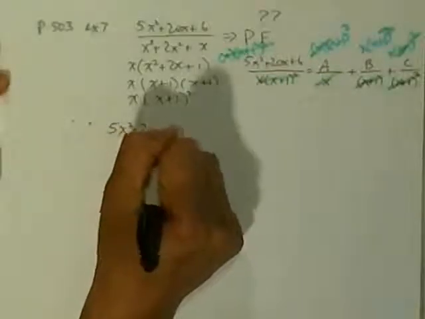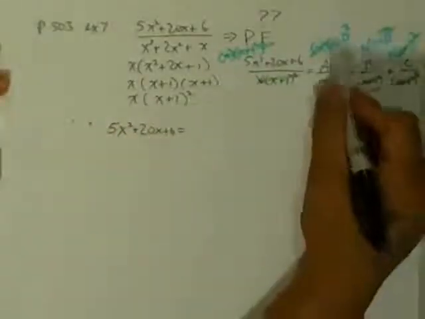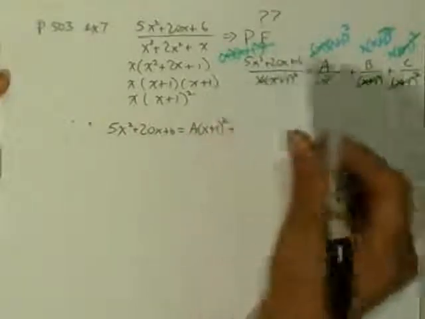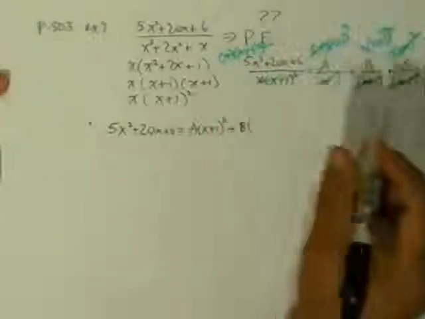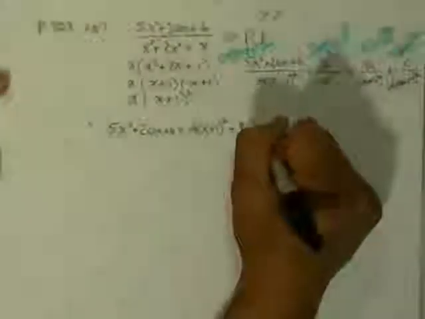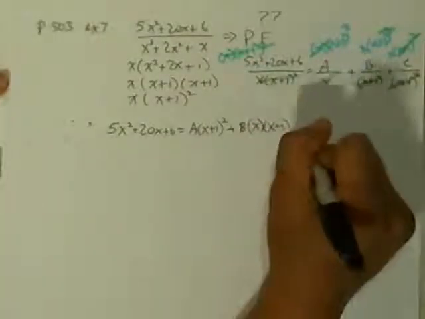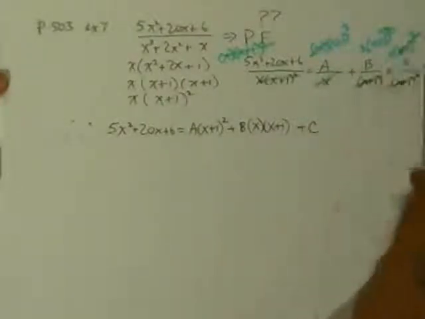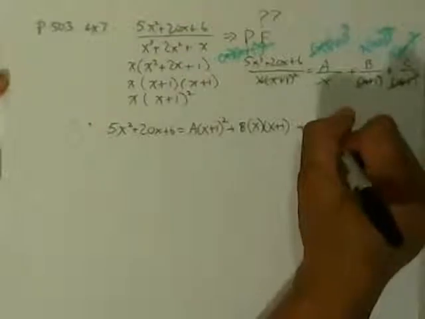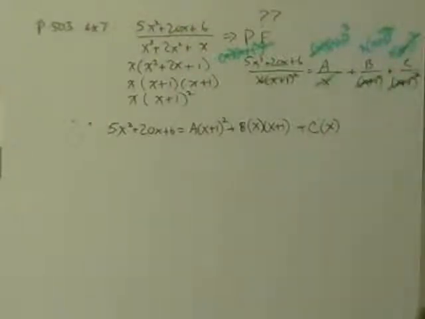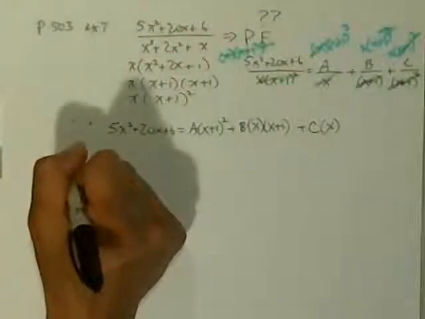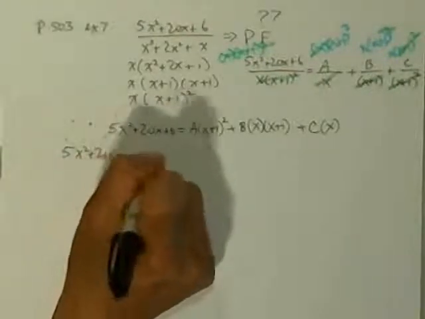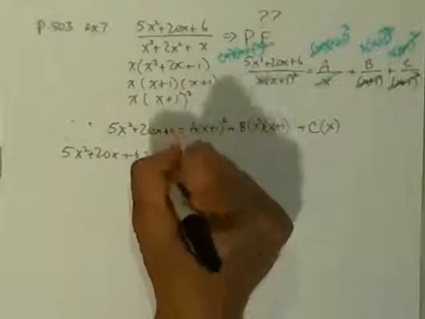plus 20x plus 6. On the right side, it's going to be a times x plus 1 squared plus b. One of these cancels, so it's going to be x times x plus 1 plus c times x plus 1, canceled, squares cancel, so you're going to end up with c multiplied by x. Let's rewrite this again. 5x squared plus 20x plus 6 is equal to, we're going to distribute this out.